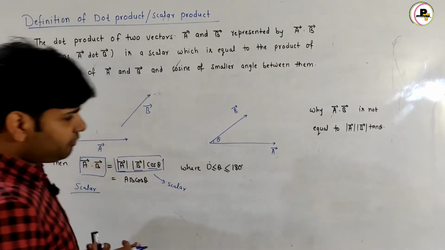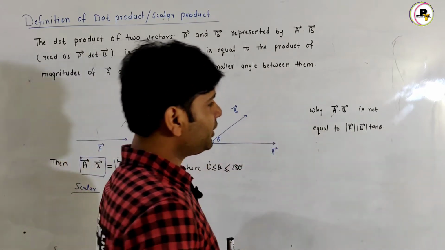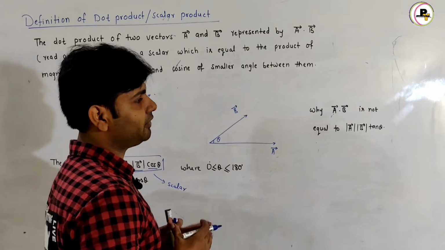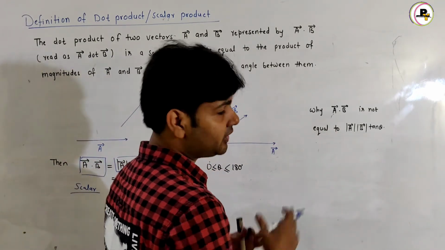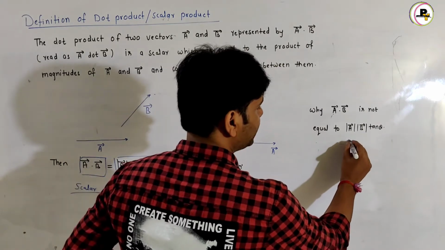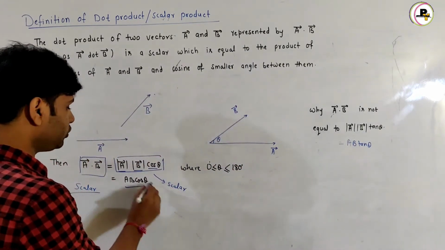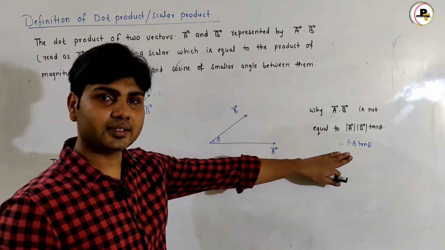Now a very important question that is asked: why is the dot product of vector A and vector B not equal to mod of A, mod of B into tan theta, or AB tan theta? Why is it always taken as AB cos theta? Why is it not given in terms of AB tan theta?